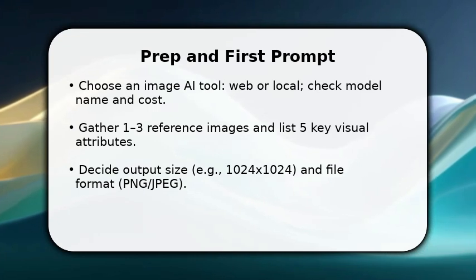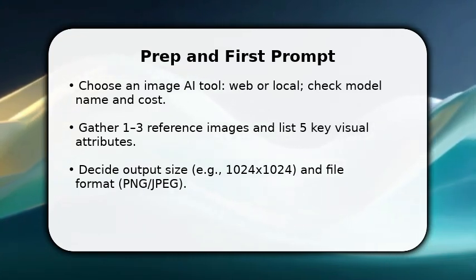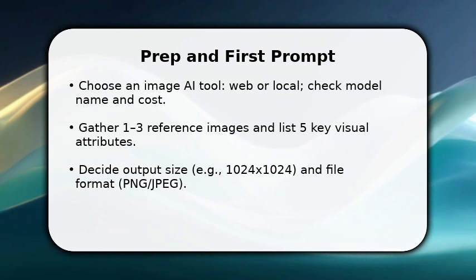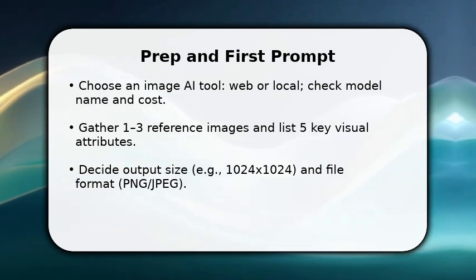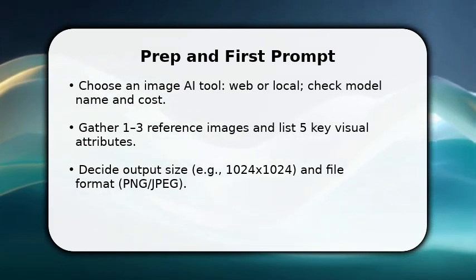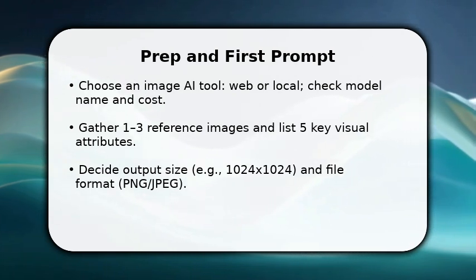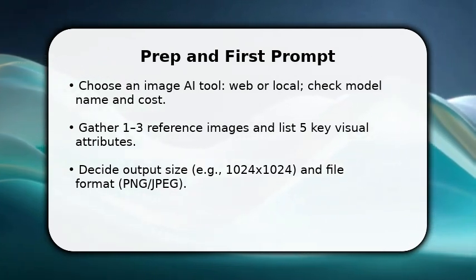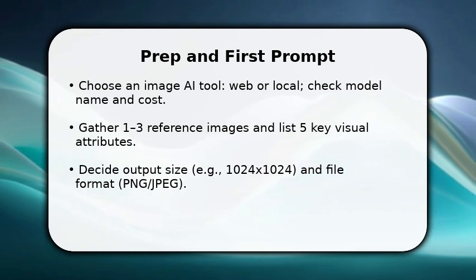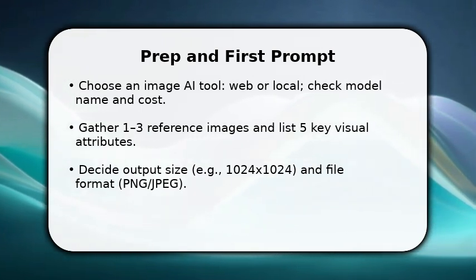Enjoy the video. You start by picking the image AI and confirming access. This matters because models vary in style and limits. Once done, load 3 reference images and note 5 visual attributes you want copied, like color palette, mood, or texture. Next, set output size and format so you avoid reprocessing later.